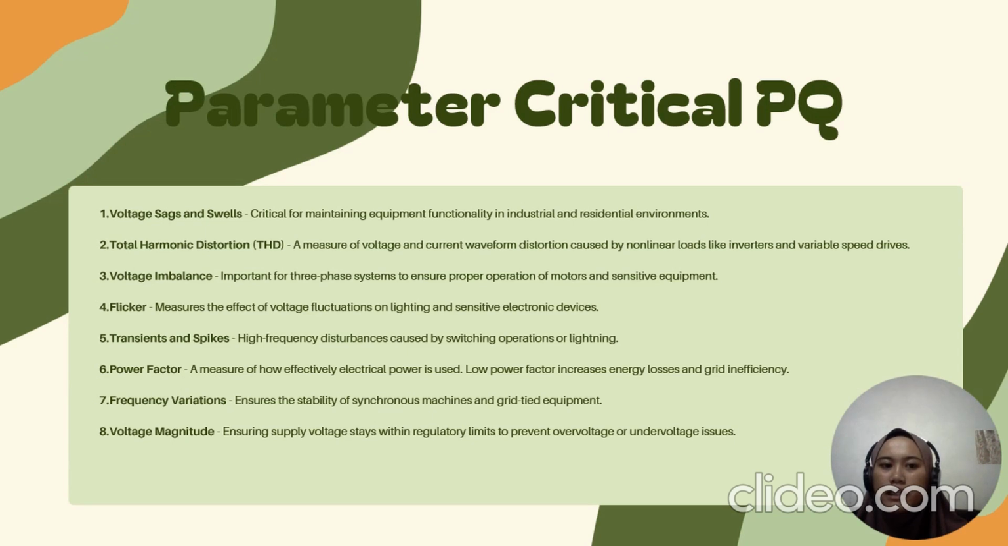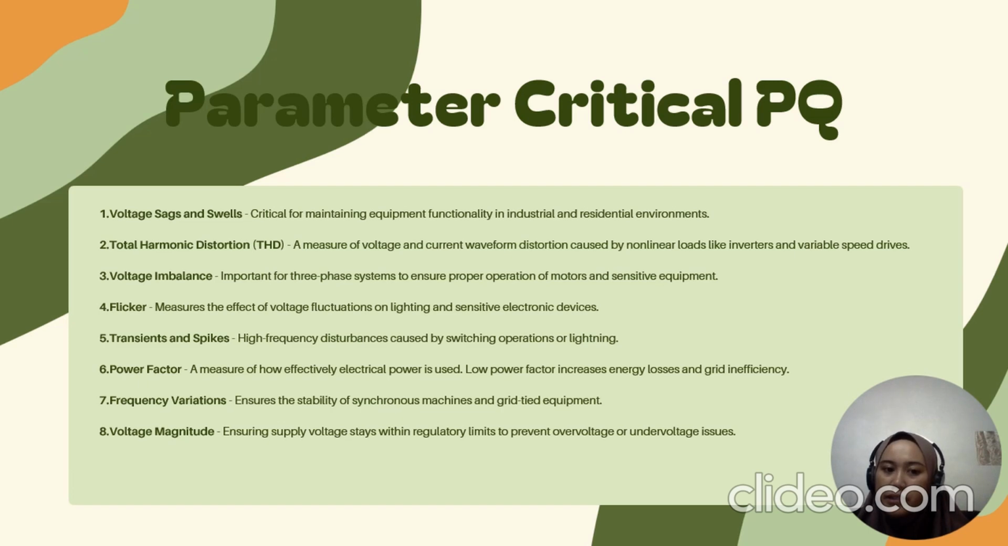Lastly, for critical PQ parameters, first, voltage sags and swells, critical for maintaining equipment functionality in industrial and residential environments. Second, total harmonic distortion (THD), a measure of voltage and current waveform distortion caused by nonlinear loads like inverters and variable speed drives. Third, voltage imbalance, important for three-phase systems to ensure proper operation of motors and sensitive equipment. Fourth, flicker, measures the effect of voltage fluctuations on lighting and sensitive electronic devices.